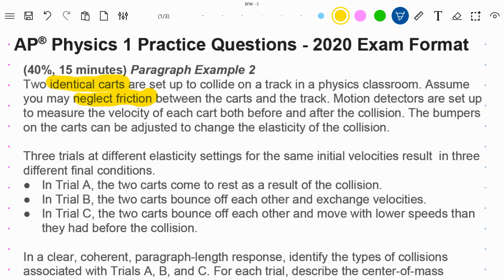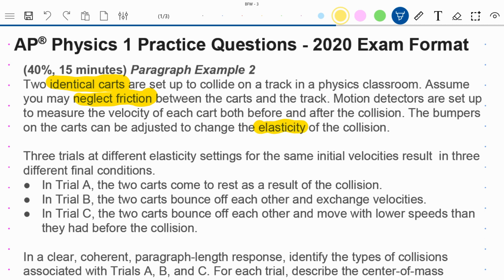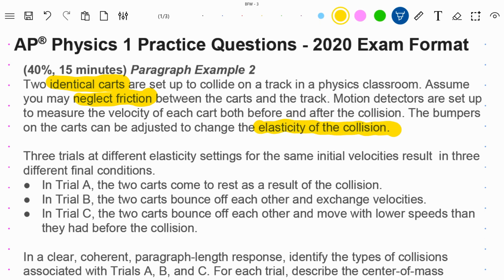And there are motion detectors set up to measure the velocity of each cart, both before and after the collision, which grants us access to a lot of information. The bumpers on the carts can be adjusted to change the elasticity of the collision. If you've worked with actual carts in a physics lab, you may have seen carts that are capable of doing that. Depending on how you set them up, they could be very bouncy, often with a little spring-loaded mechanism. They might stick together with often Velcro or magnets. You get the idea. We can adjust that and have different collisions even using the same carts.